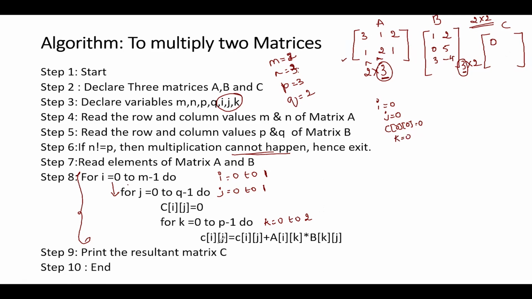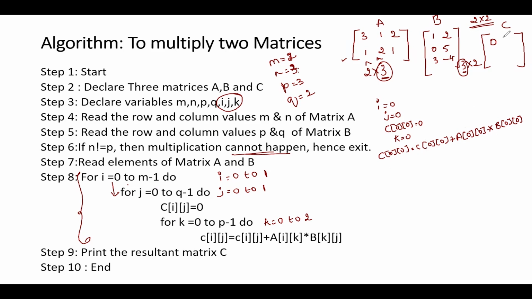So once I'm entering this for loop, until it becomes false, what I'm going to do is say C of 0 comma 0 is equal to C of 0 comma 0 plus A of, now see here carefully, i value I have 0, then k value also I have 0, into B of k, which is 0, and j value is also as of now 0. I want all of you to write it down as well in your book. Okay, so let us see what is the value.